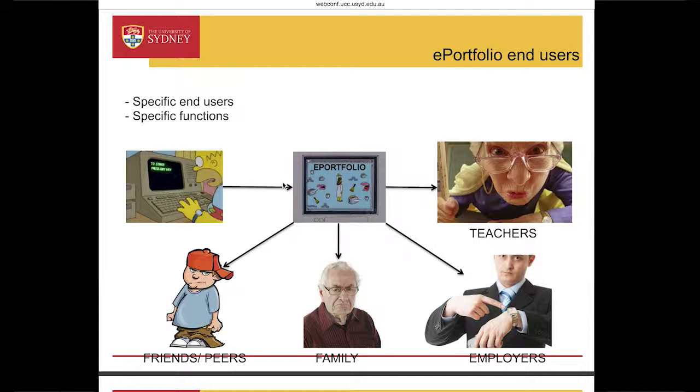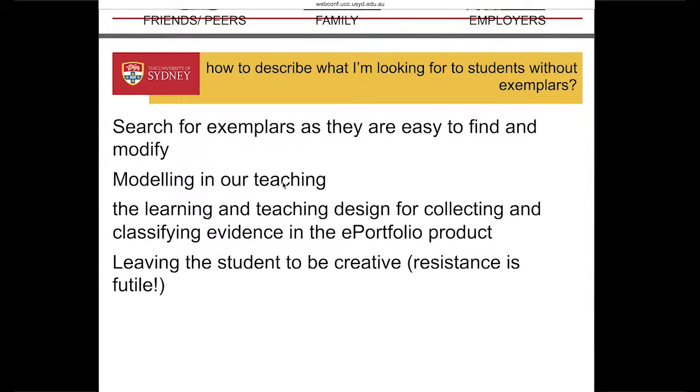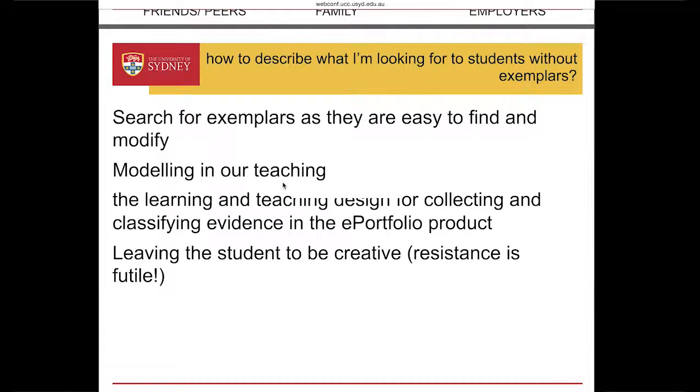So Thomas and Shane, we'd be happy to talk more about that, or maybe when we get up to some examples, we can talk more about what we know. We're only talking from our own experiences, really. Yeah. So describing what you're looking for from students without exemplars: I think search for them. They're easy to find on Google, and you can modify them. And if you don't have any at the moment, perhaps take that as a first step.